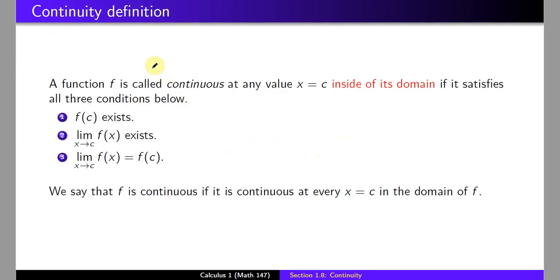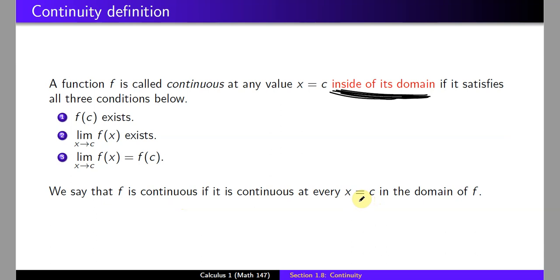So what does it mean to be continuous? A function f is called continuous at any x value, x equals c, and here's the important thing, inside of the domain. We're only checking these properties inside of the domain of the function, if it satisfies all three conditions below. First, f of c exists. Second, the limit as x approaches c of f of x exists. And third, the two match up. We say that f is continuous if it is continuous at every x equals c inside of the domain.